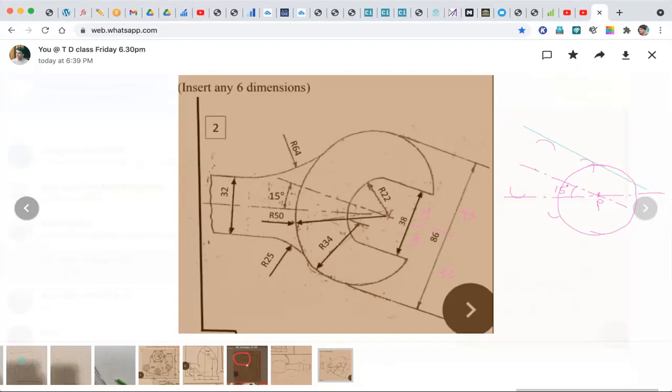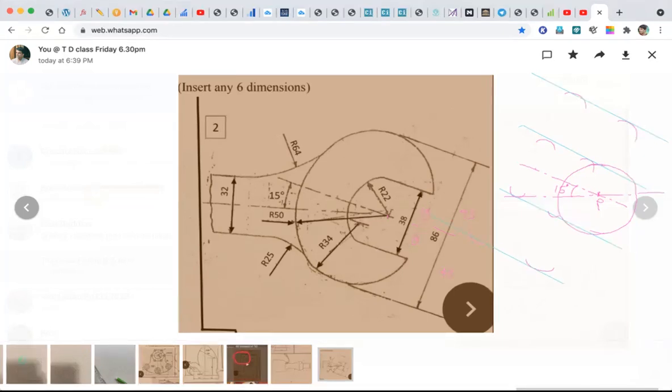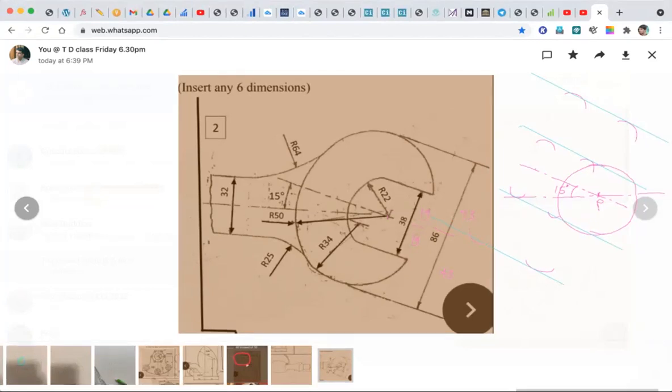If you take a tangent line, then this is how it will appear. See, this is how it will appear. And then 43 up, 43 down. So again you will take compass. From here you take 43 up. From here you take 43 down. And you will draw a circle like this. Understood? So this is like taking parallel line.